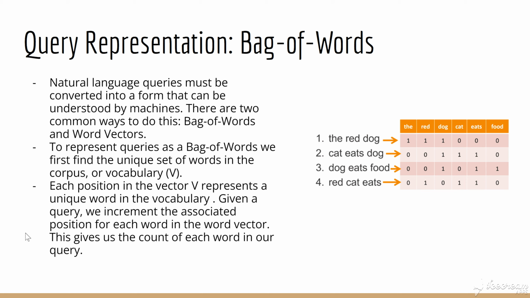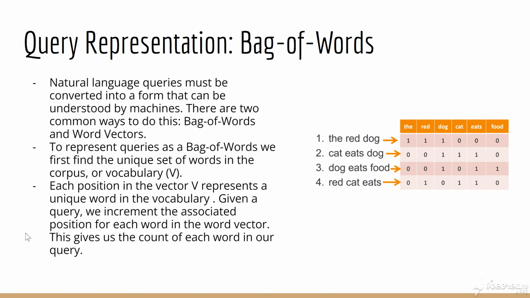We'll talk about a technique called bag of words. Natural language queries must be converted into a form that can be understood by machines. There are two common ways to do this, bag of words and word vectors. To represent queries as a bag of words, we must find the unique set of words in the corpus, or the vocabulary. So let's say you have an entire news article or blog post.